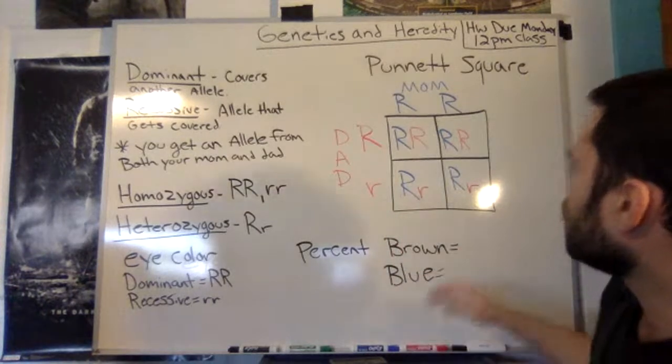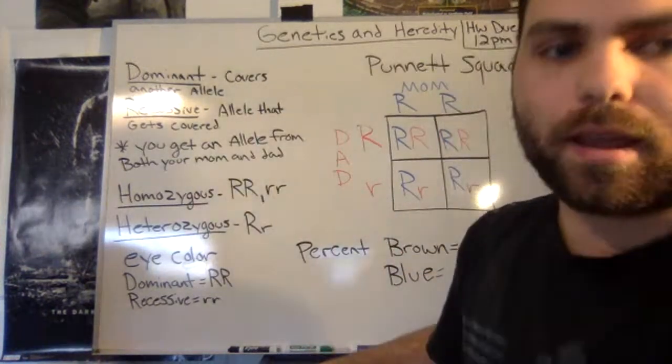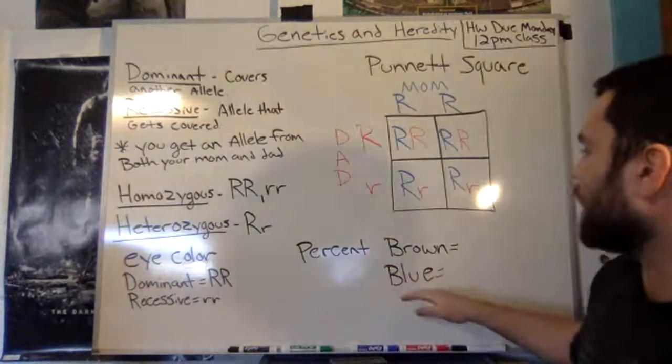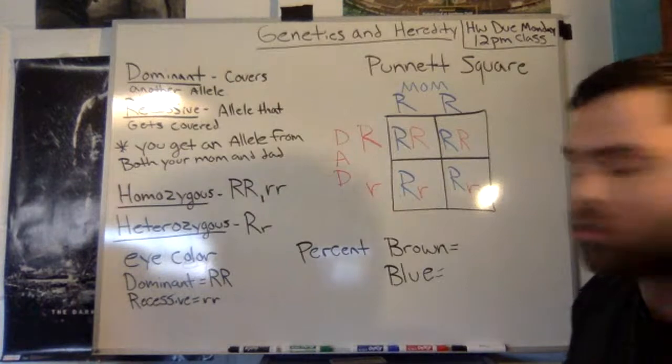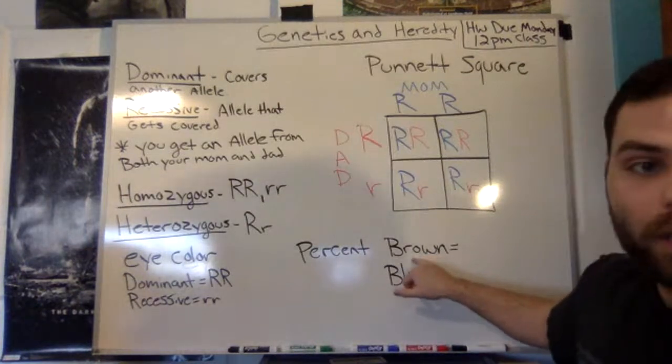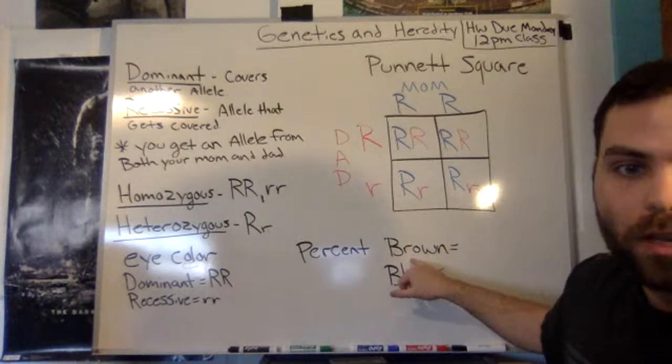Let's go over this again now. Now we have to find the percent chance. Remember, uppercase letters are the dominant gene. So for this, our dominant gene that's going to be shown is brown eyes.